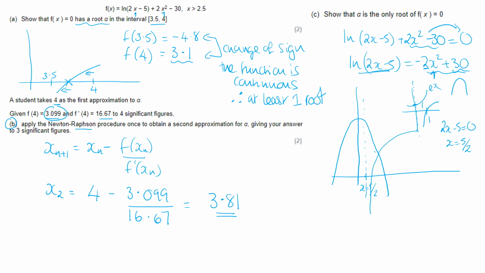So from the graph we can see that there's only one point of intersection, and that would be how we will show that there's only one root.